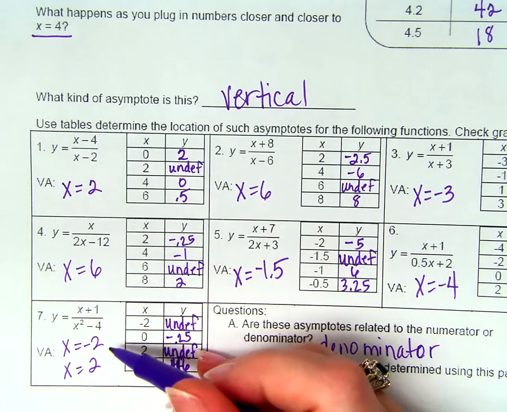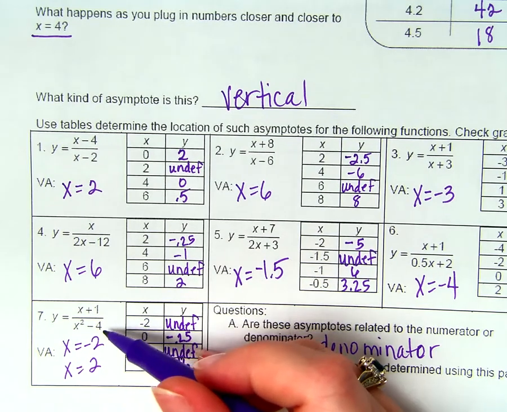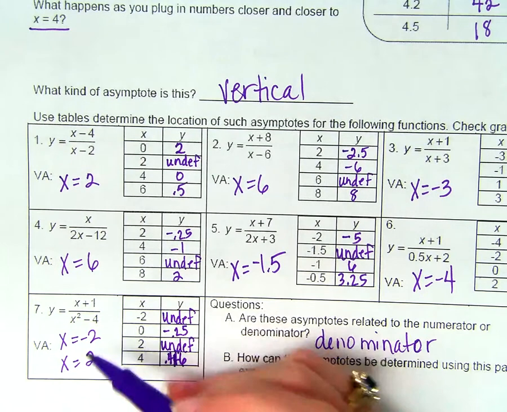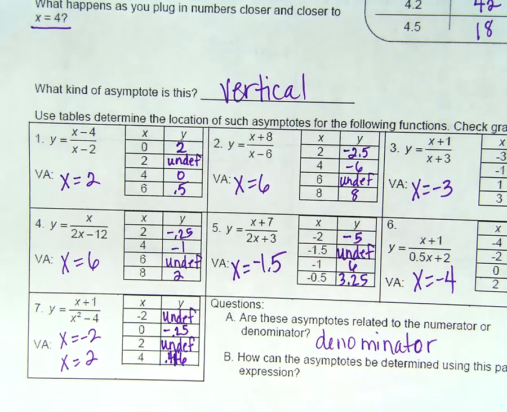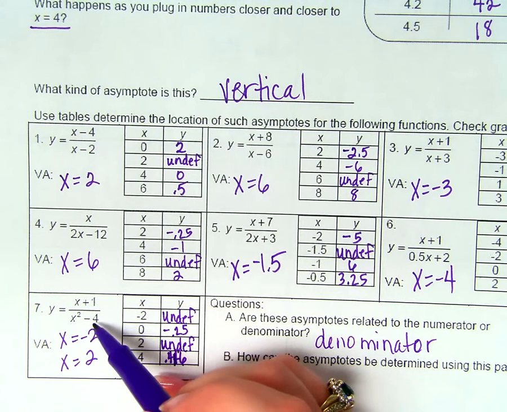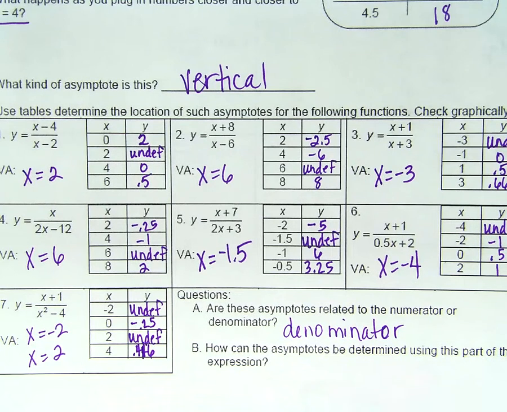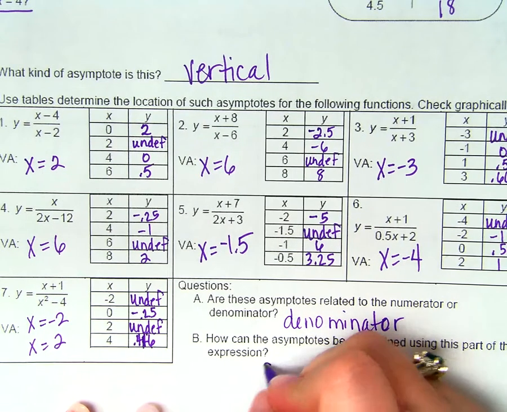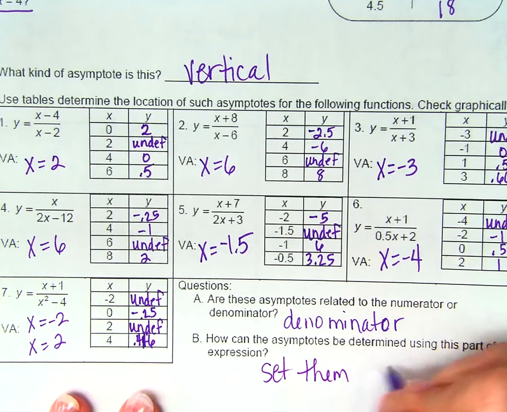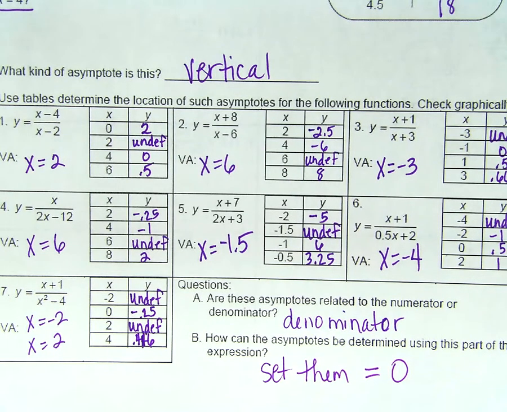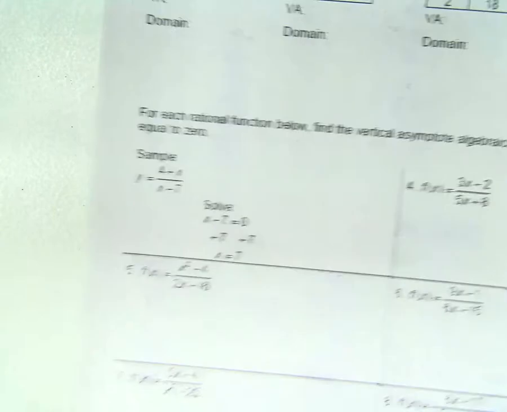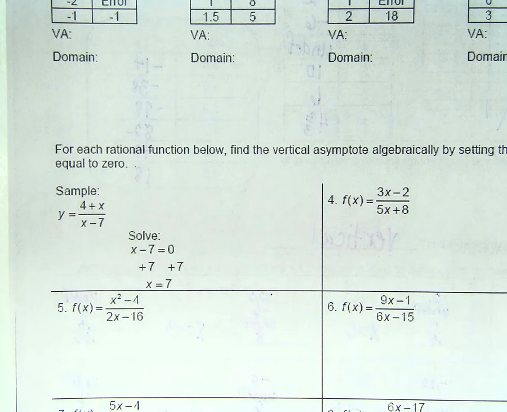Okay, so why does this one have 2? I could do 2 things, right? I could add 4 to both sides and take the square root of 4. What is the square root of 4? Plus or minus 2. Or I could factor it and get x plus 2 times x minus 2. And when I set each one of those equal to 0, guess what I get? Positive 2, negative 2. Okay? So how can the asymptotes be determined using this part of the expression? Set them equal to 0. Good. Okay? So that's vertical asymptotes. There are some problems on the back. I don't know if you noticed there was a back.